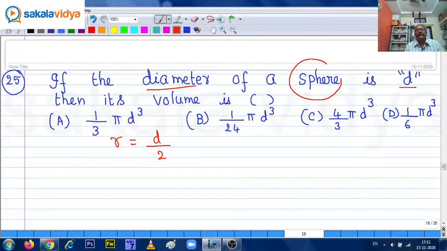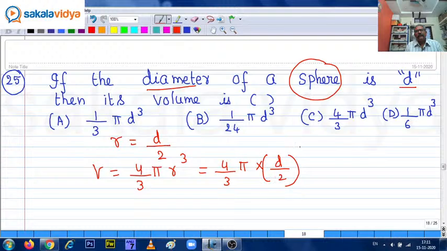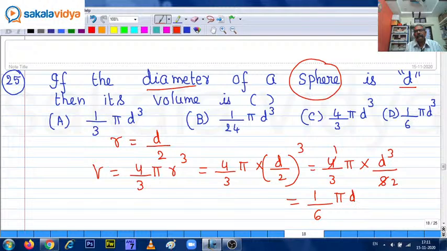So the volume of the sphere is given by V is equal to 4 by 3 pi r cube. Substituting, 4 by 3 pi times d by 2 whole cube. Simplify: 4 by 3 pi times d cube upon 2 cube, which is 8. 4 one's are 4, 4 twos are 8. So we get 1 by 3 into 2, 3 into 2 is 6, 1 by 6 pi d cube. This is the answer.